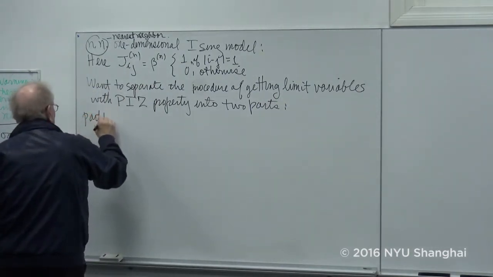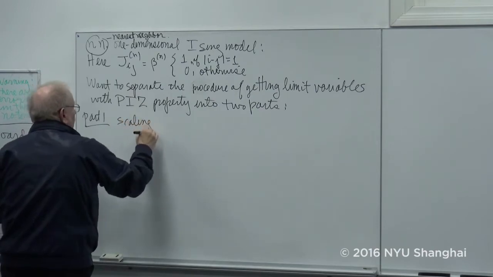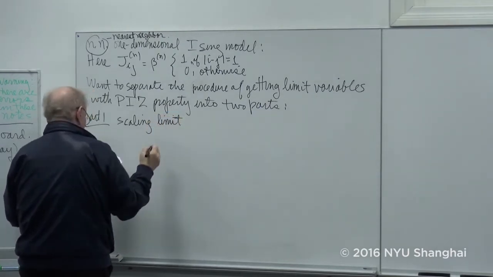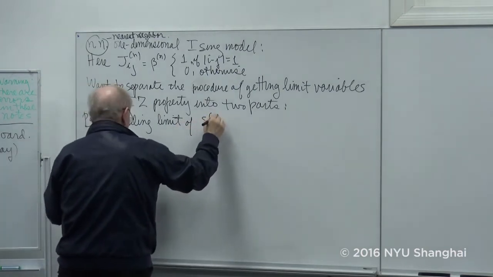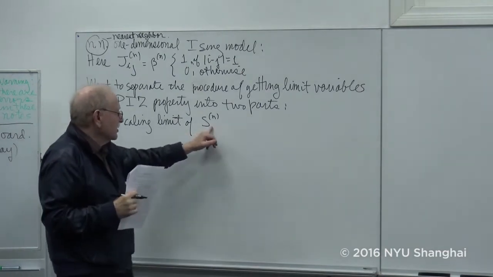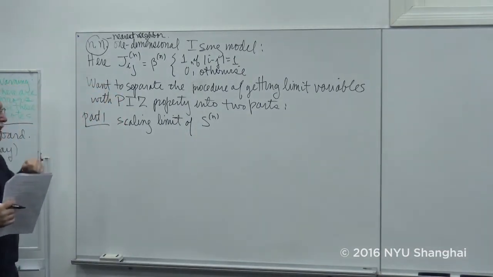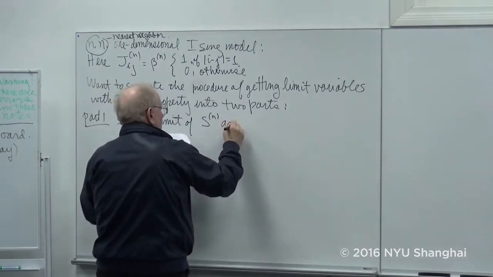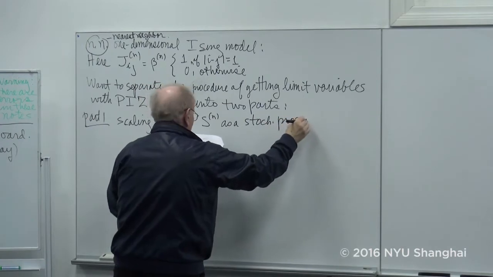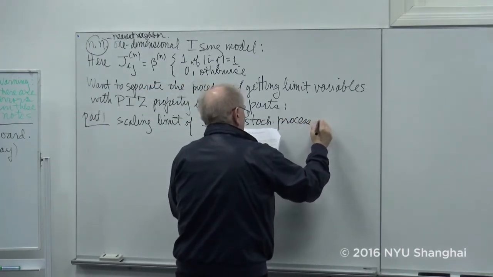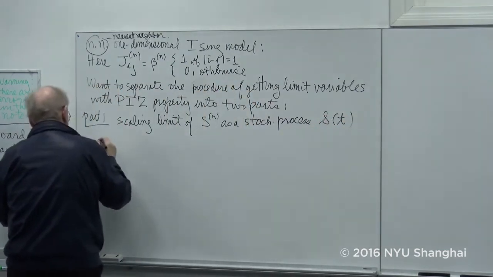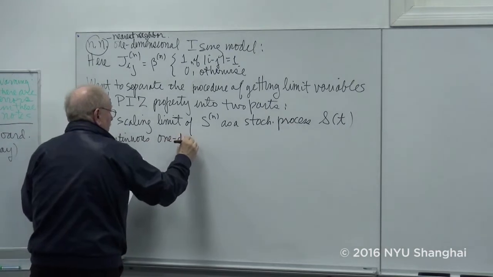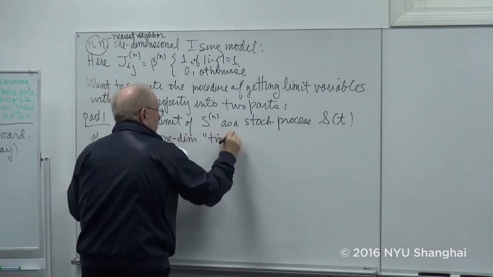So part one is what we call the scaling limit of Sn. You think the Sn's are indexed by integers, and in the limit we will get a limiting process indexed by a continuous variable, continuous time. It will be a stochastic process S of t of the continuous one-dimensional time variable.